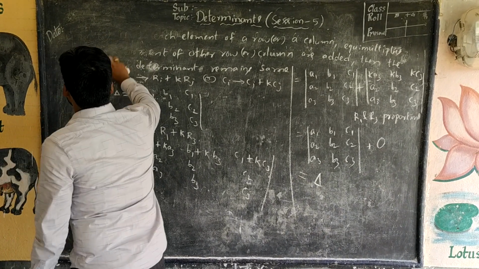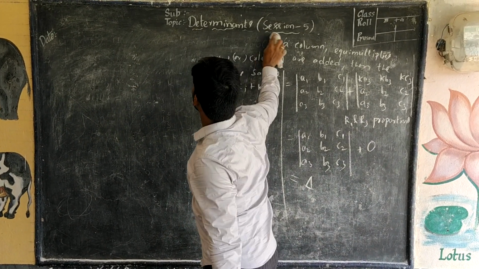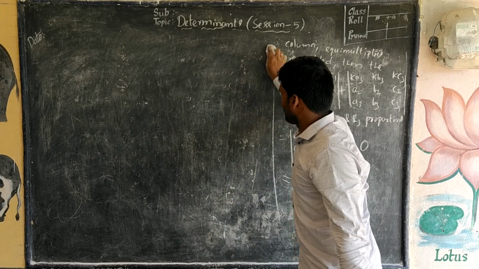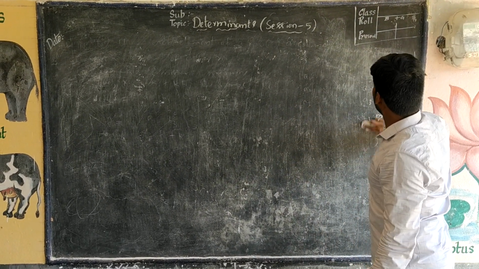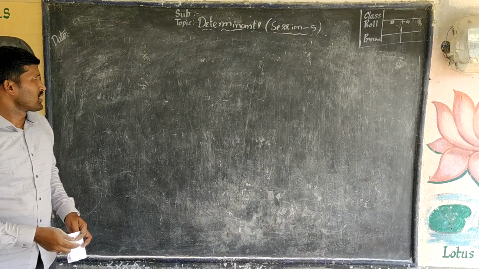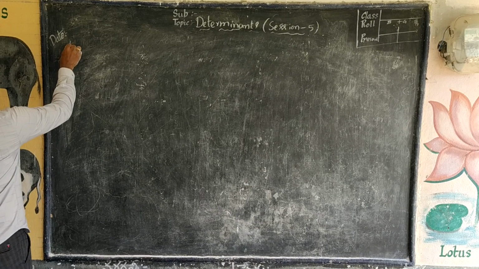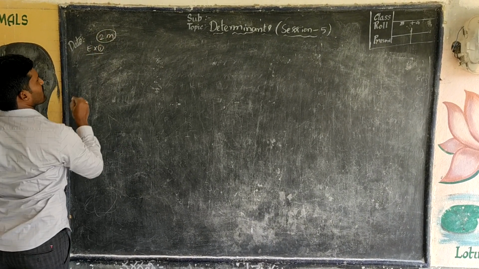Now, based on these 6 properties, we'll discuss some examples and solve problems also. Come to example number 1. It is very, very important for 2 marks.